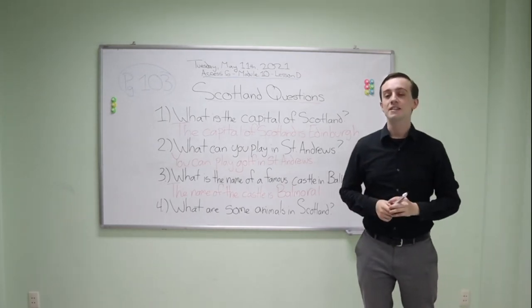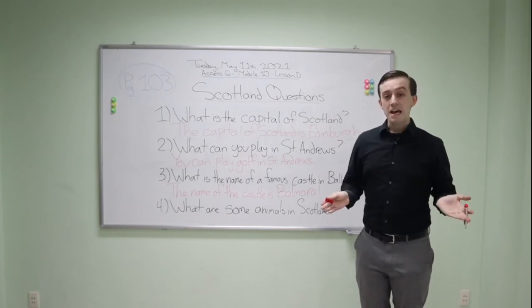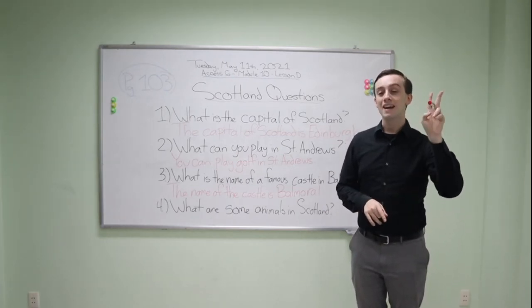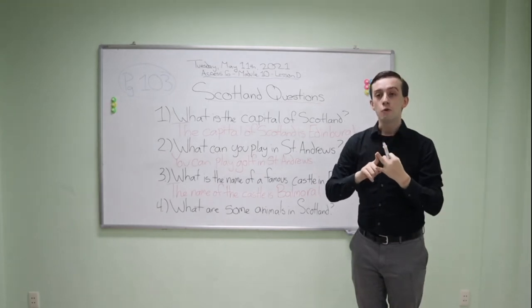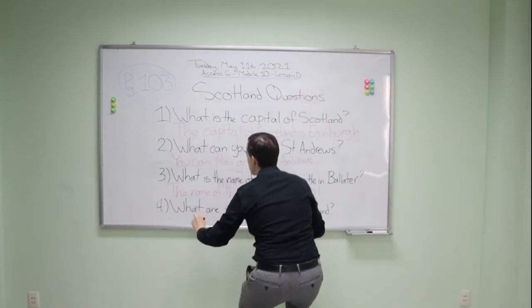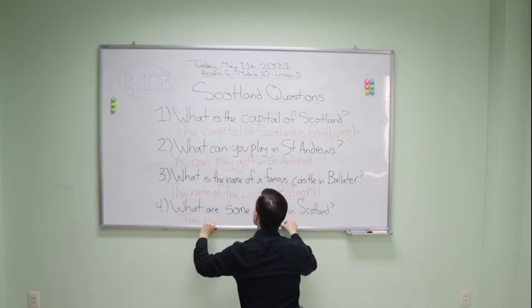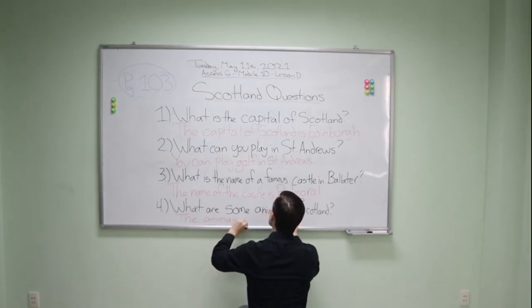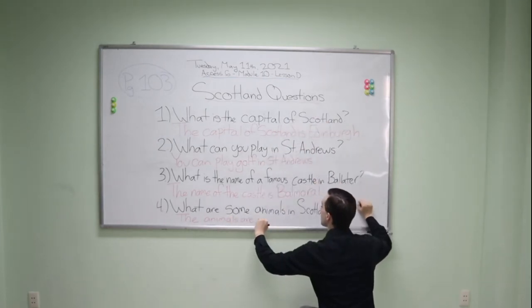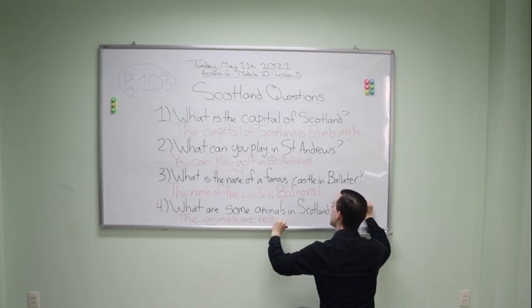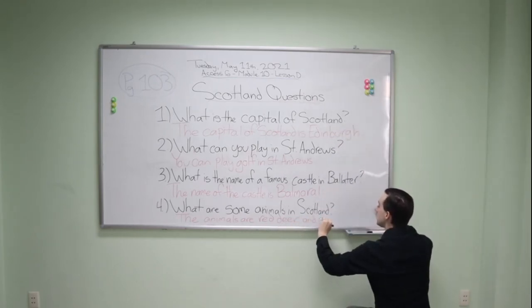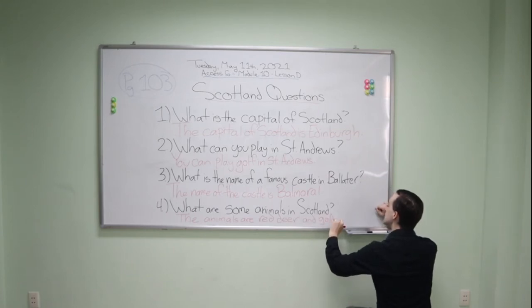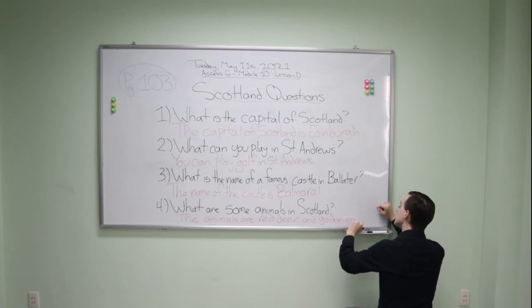And finally, number four. What are some animals in Scotland? Well, in the video, it talks about two animals. The animals are red deer and golden eagles. Okay? The animals are red deer. Deer is D-E-E-R. And golden eagles, G-O-L-D-E-N, golden, and eagles, E-A-G-L-E-S, golden eagles.